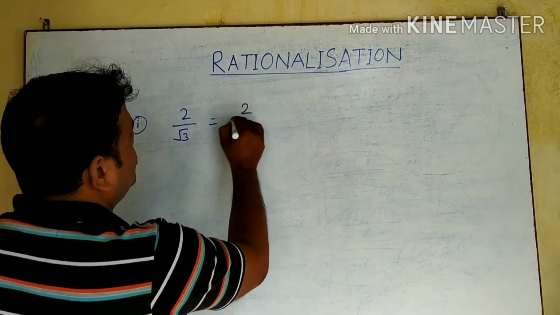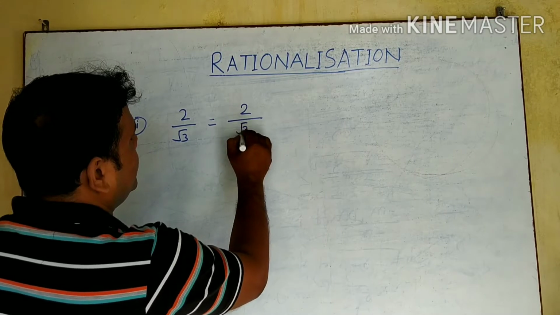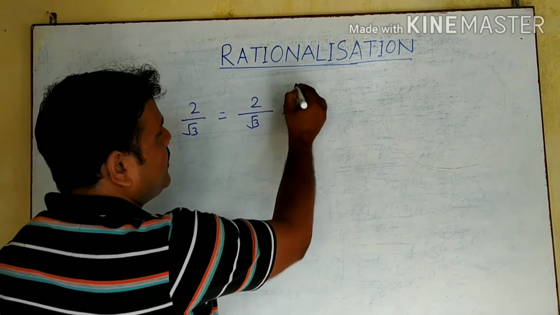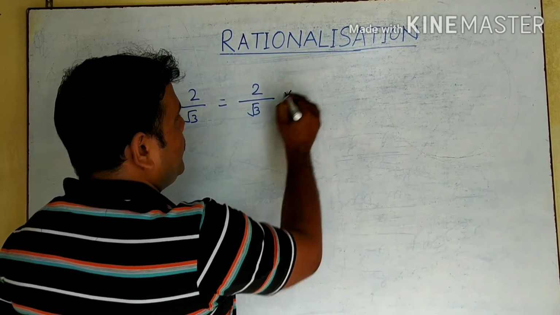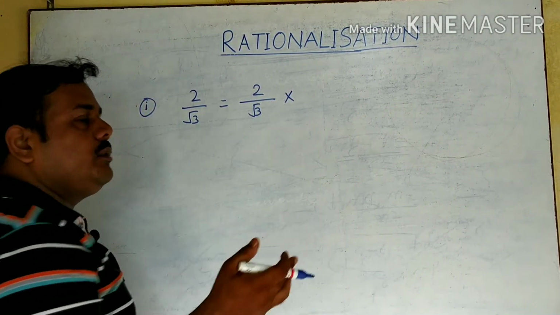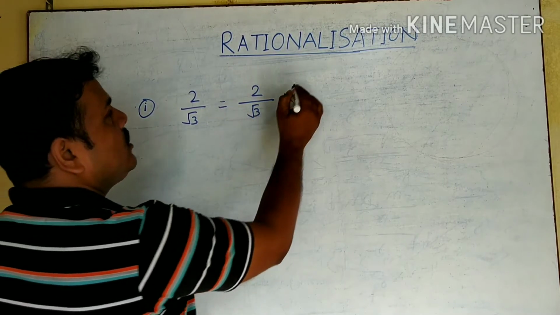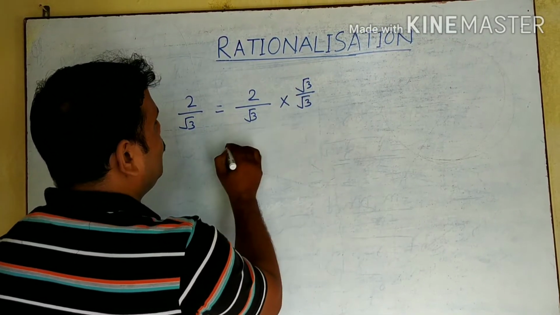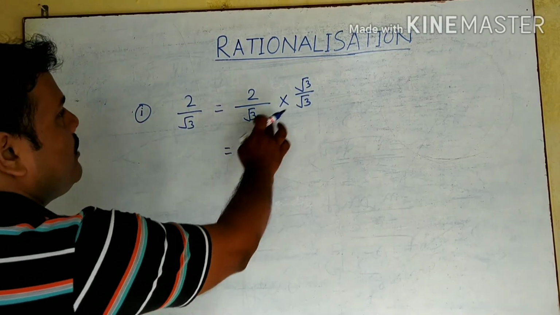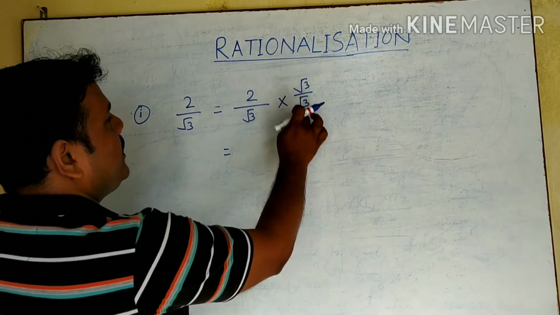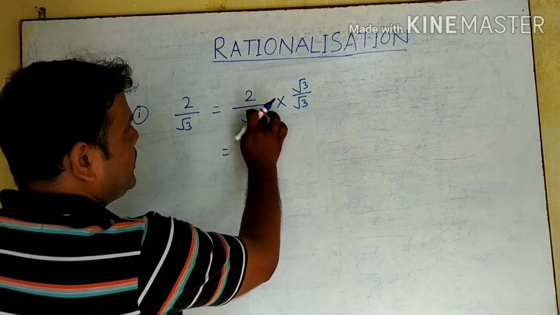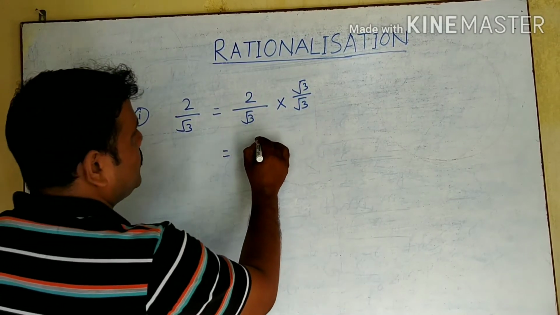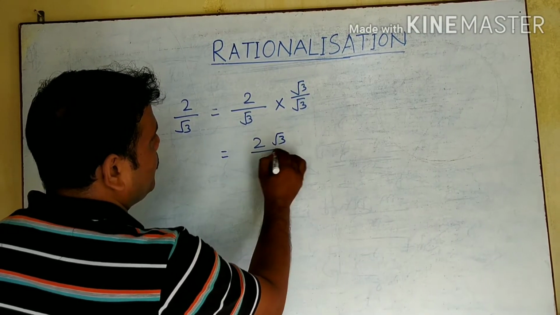See, 2 by under root 3. For that, what we will do is multiply numerator and denominator by which number? Here it is given under root 3. So we will multiply by under root 3 by under root 3. Why? Because when we multiply the denominator, under root 3 times under root 3, it will become 3. So it will become 2 under root 3 by 3.